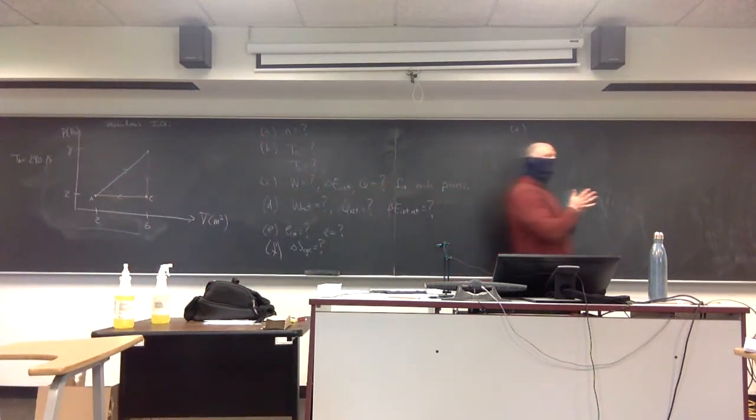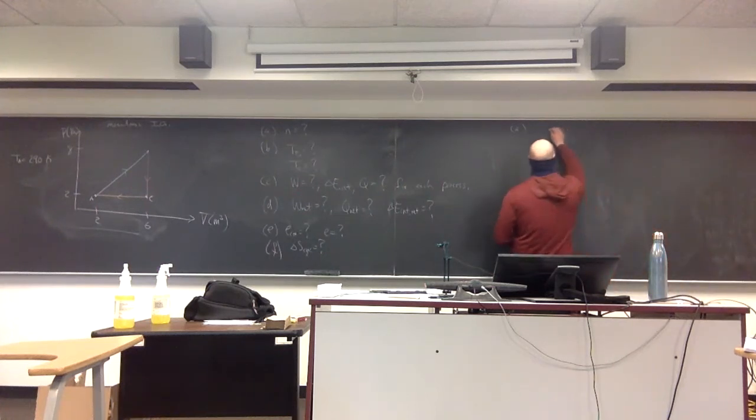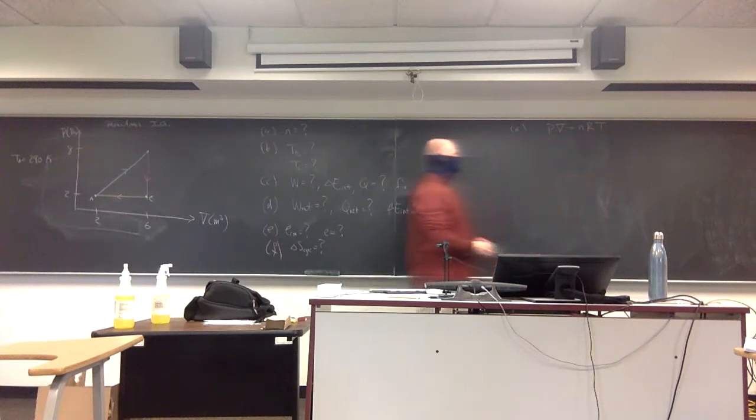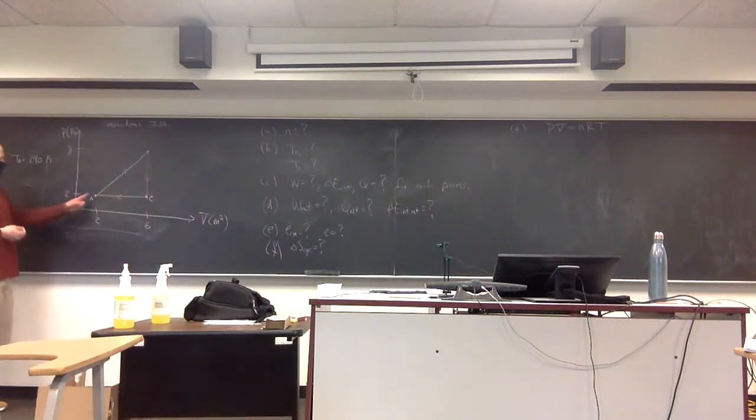So where's one place that the number of moles shows up? Ideal gas law. So what we should be using is the ideal gas law, which is the pressure times the volume is equal to the number of moles times the universal gas constant times the temperature. Now here, let's look at our process and see what we know. We know the pressure at A, we know the volume at A, and we also know the temperature at A. We know the universal gas constant. The only thing we don't know is the number of moles.